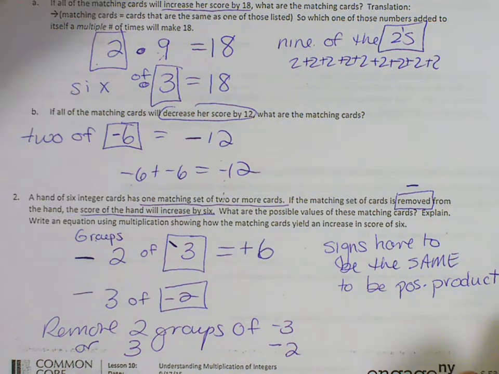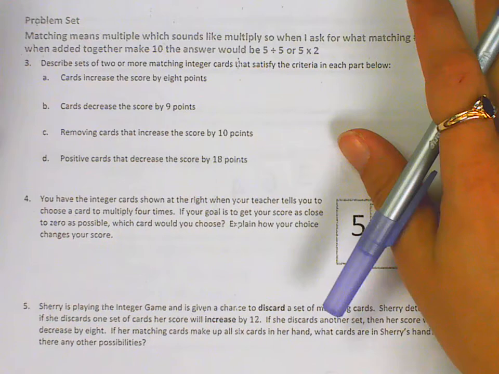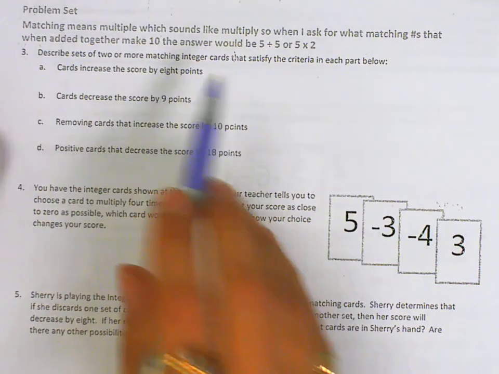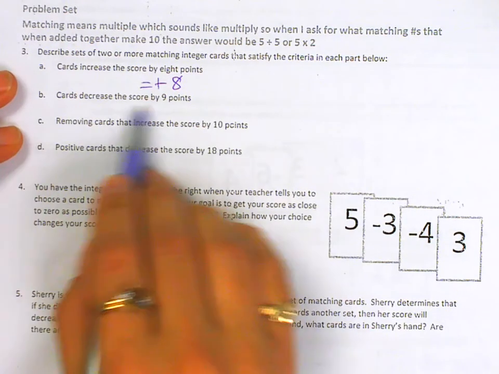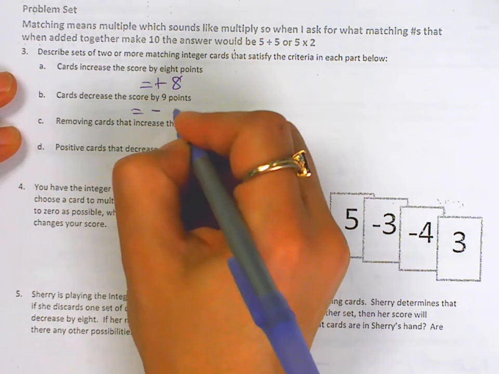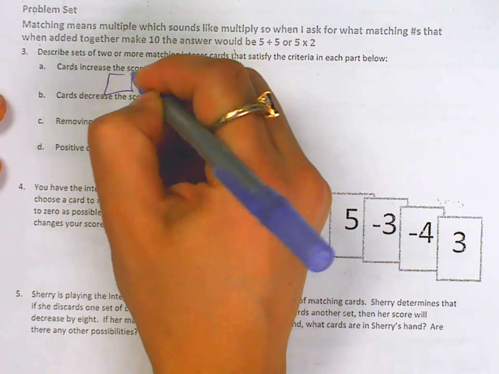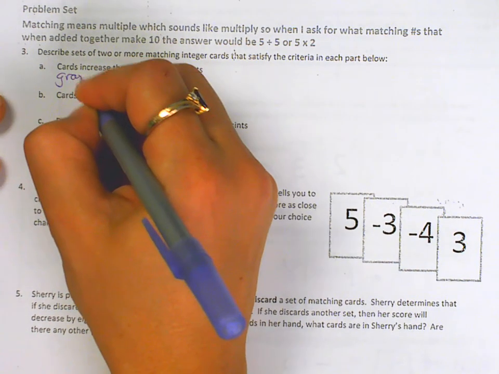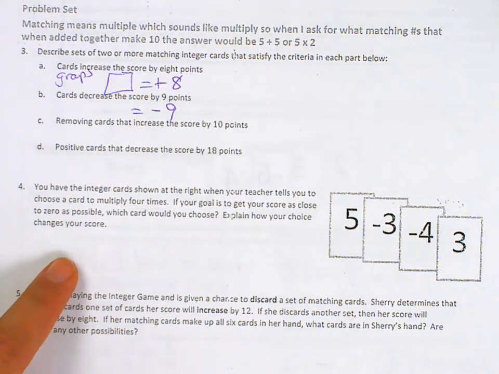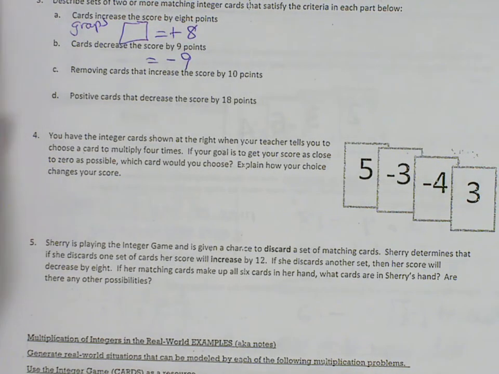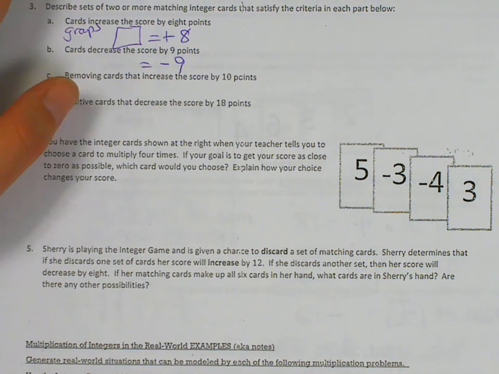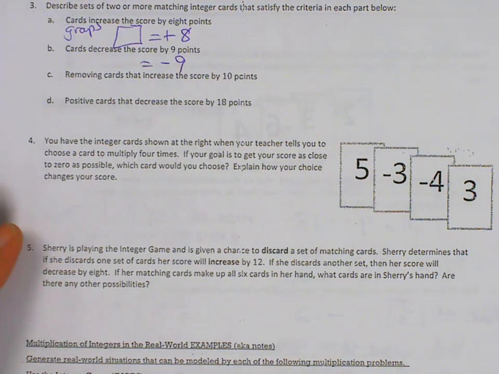Okay, so on the back side here we have questions for you to do for homework. Cards that increase your score by 8 points means what do you multiply to get positive 8? Cards that decrease your score by 9 means what do you multiply to get negative 9? One of these will be the cards, and the other ones will be the groups. This question is pretty long. This question is pretty challenging, but I have faith that you can do it. Okay, do it to it, and then submit it when you're done. Make sure you fill this all out.